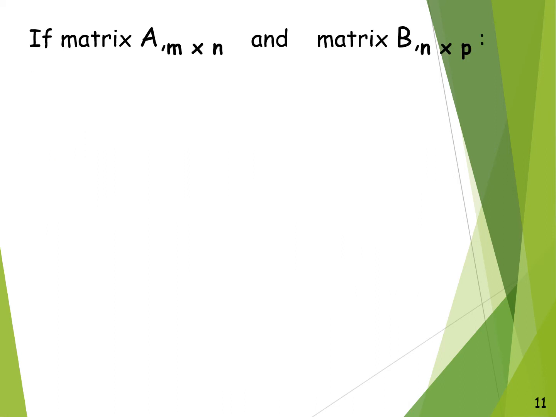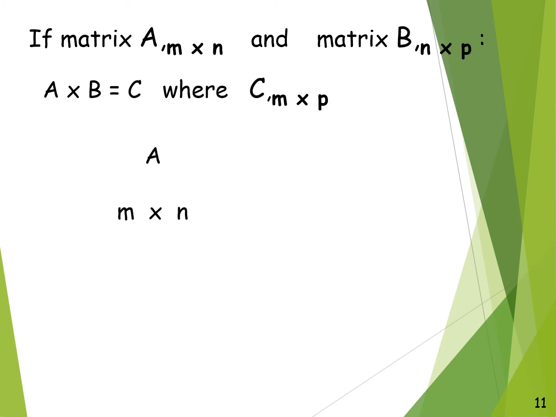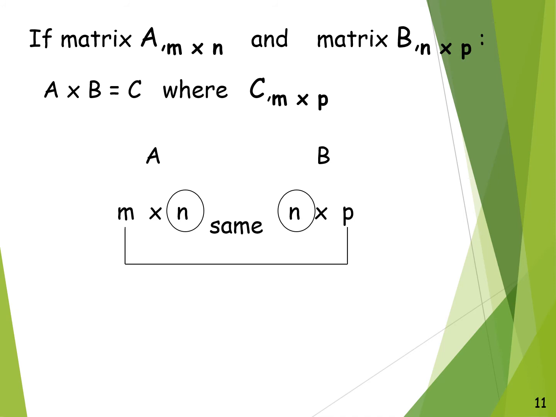Matrix multiplication AB is defined if and only if the number of columns of A is equal to the number of rows of B. It is important to check orders before starting the multiplication process. If A is an m by n matrix and B is an n by p matrix, then the product AB is C with order m by p.